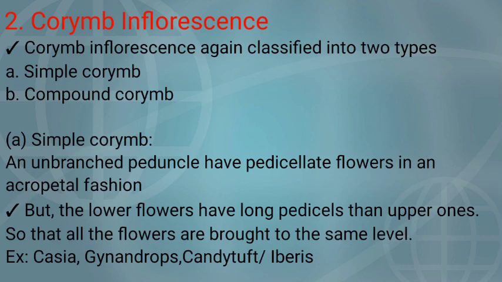Corymb inflorescence is again classified into 2 types. Number 1, simple corymb. Number 2, compound corymb. Number 1, simple corymb: an unbranched peduncle has pedicellate flowers in an acropetal fashion, but the lower flowers have longer pedicels than the upper ones. Due to this, all flowers are brought to the same level. Example: cassia, gynandropsis, candytuft or iberis.